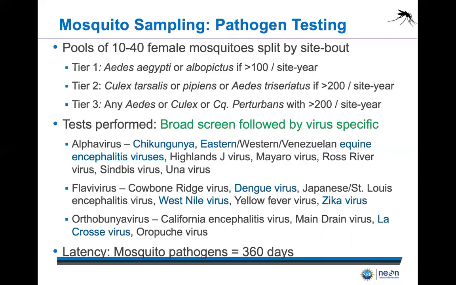And the tests that we perform begin with a broad screen, and this is currently at the genus level to see if the sample is positive or negative. And then any of the broad screens that test positive at the genus level are then tested for the appropriate list of virus-specific pathogens. And I've highlighted in dark blue some of the ones that might be more recognizable for people, such as chikungunya, Eastern equine encephalitis virus, dengue virus, West Nile virus, Zika virus, and La Crosse virus.